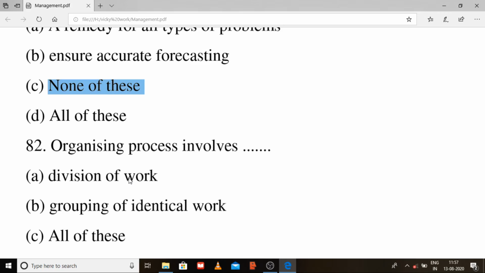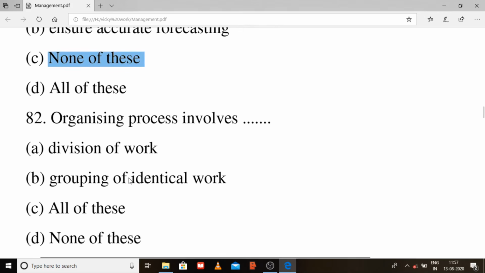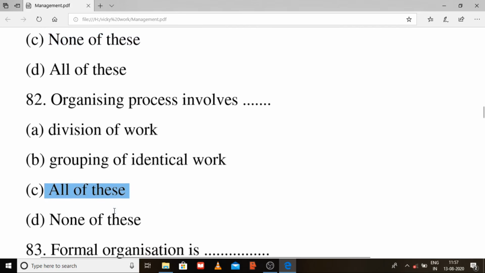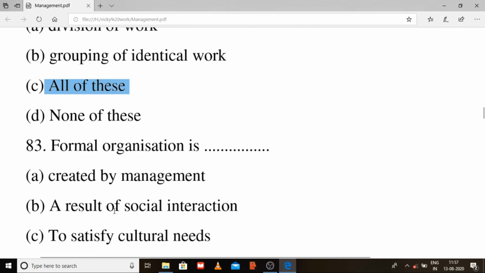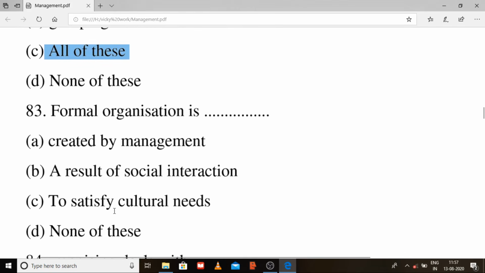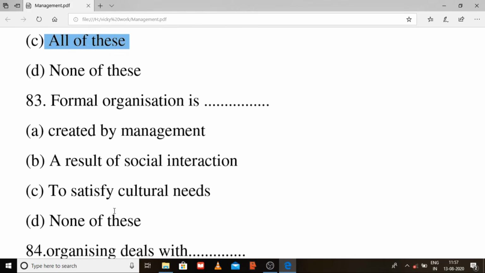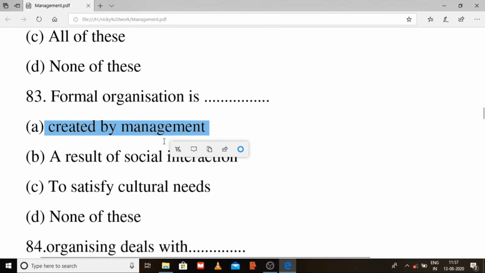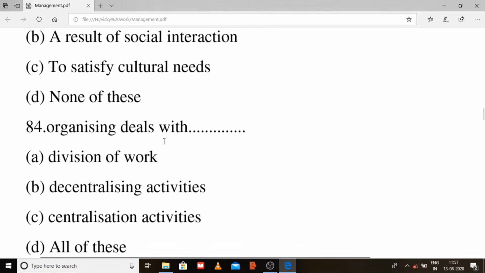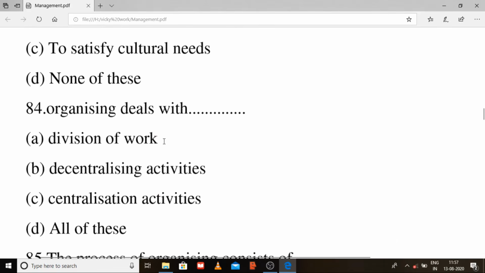Organizing process involves division of work, grouping of identical work. Yes, both. Option C is the answer. Formal organization is dash dash dash created by management. Option A is the right answer. Organizing deals with division of work.